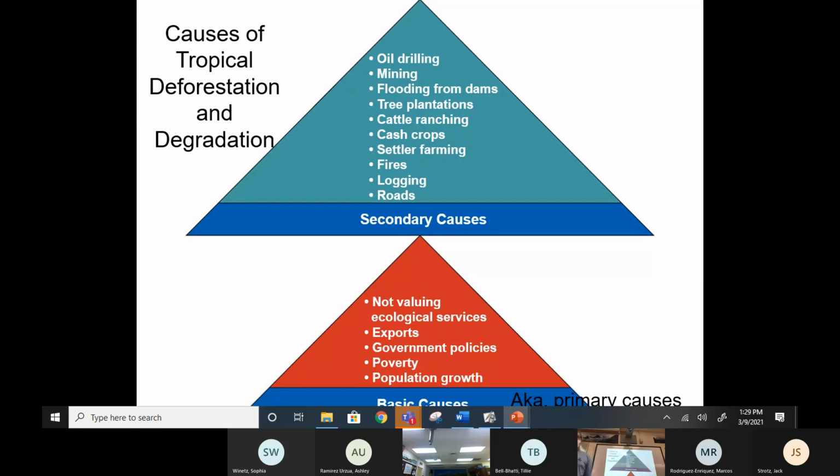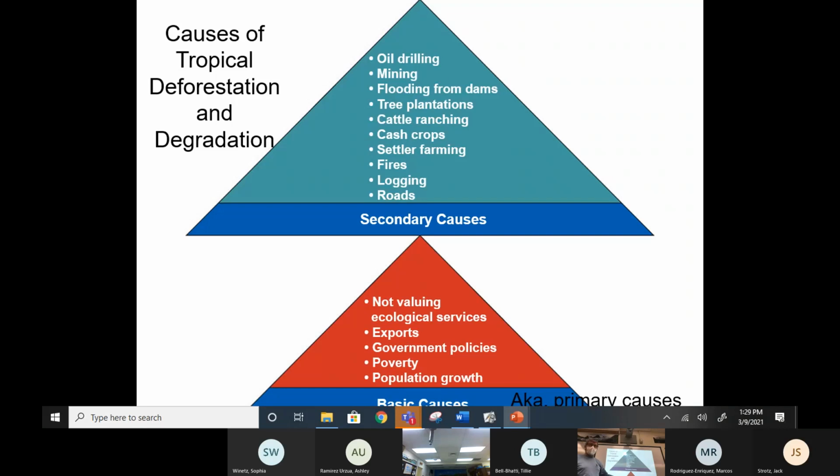But we have these basic and then secondary causes. So they're saying that population growth causes deforestation. Well, it's more like population growth causes these things, and then these cause deforestation. It's kind of like direct causes at the top and indirect causes at the bottom.